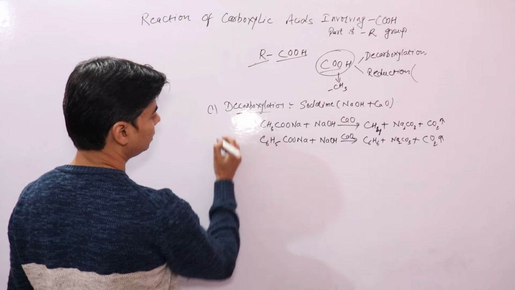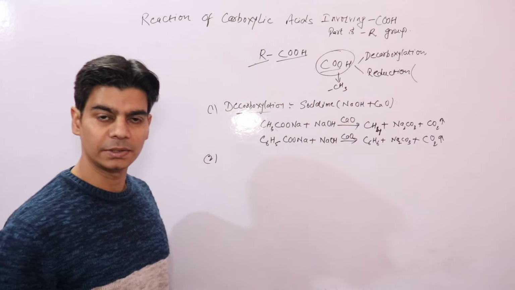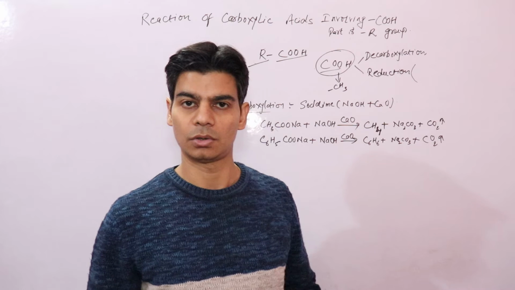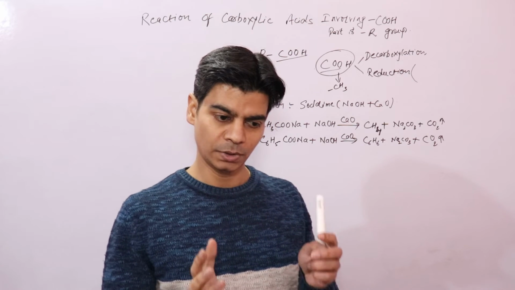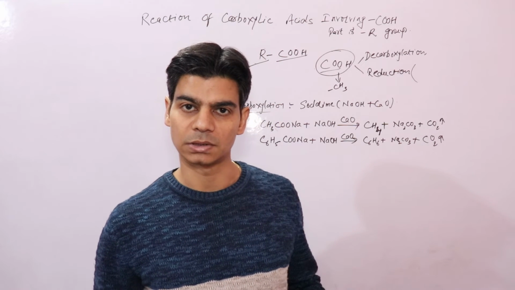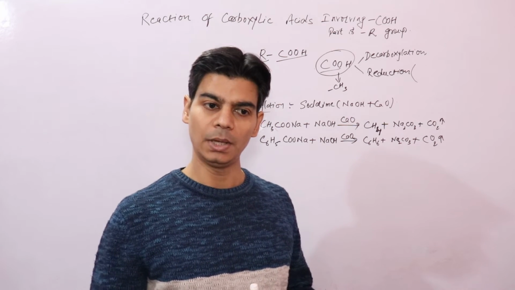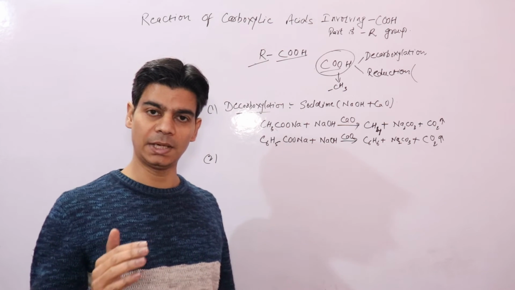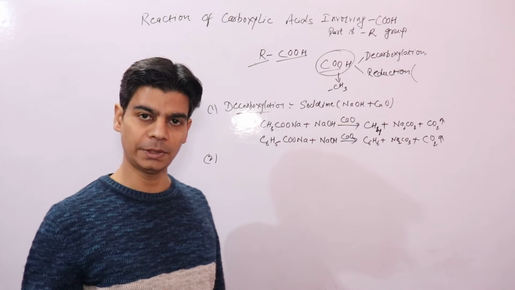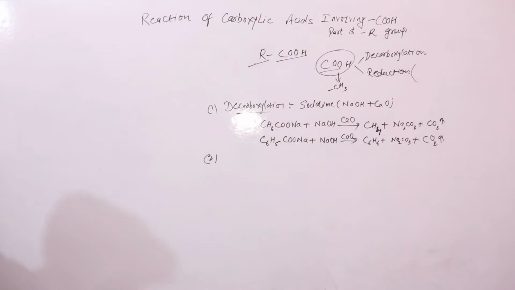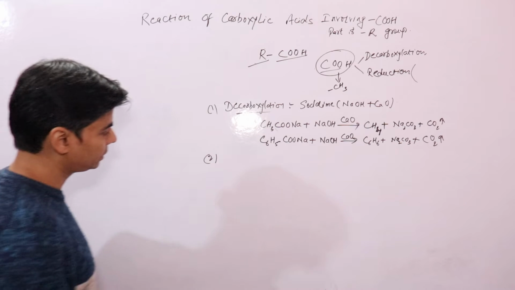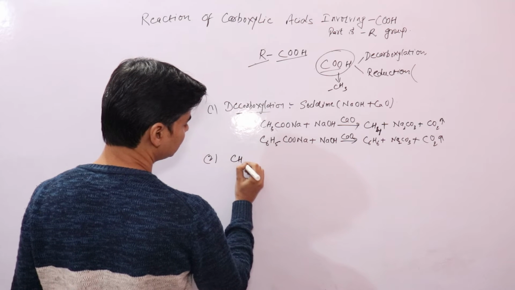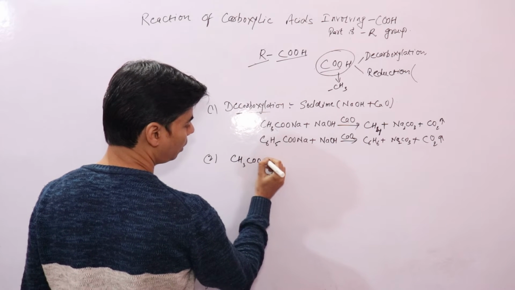And the second type of reaction is the electrolytic reaction, where an aqueous solution of the sodium salt of carboxylic acid will undergo electrolysis. It will form carbon dioxide gas at the anode, and an alkane. So let's look into that reaction. Let's take CH3COONa.